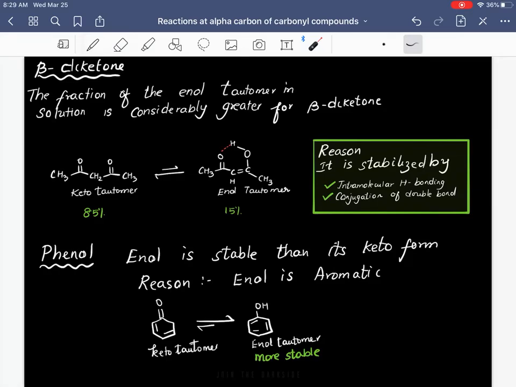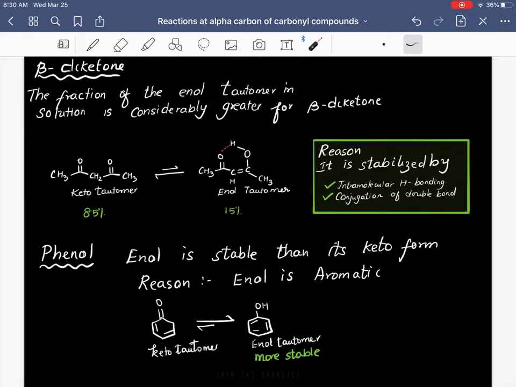And this structure is actually stabilized in two different ways. The first one is the intramolecular hydrogen bonding. There is a hydrogen bond that exists between the hydroxy group and the oxygen. And then the two double bonds that are present in here are actually conjugated. So these two factors are going to bring in this extra stability to the enol structure.